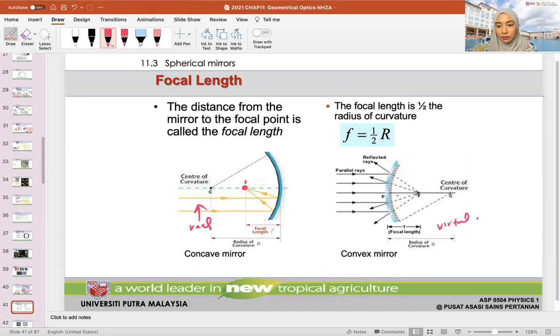Okay. And convex mirror has a focal point behind the mirror. It diverges the light. But this divergence has a place it comes from, the focal point.